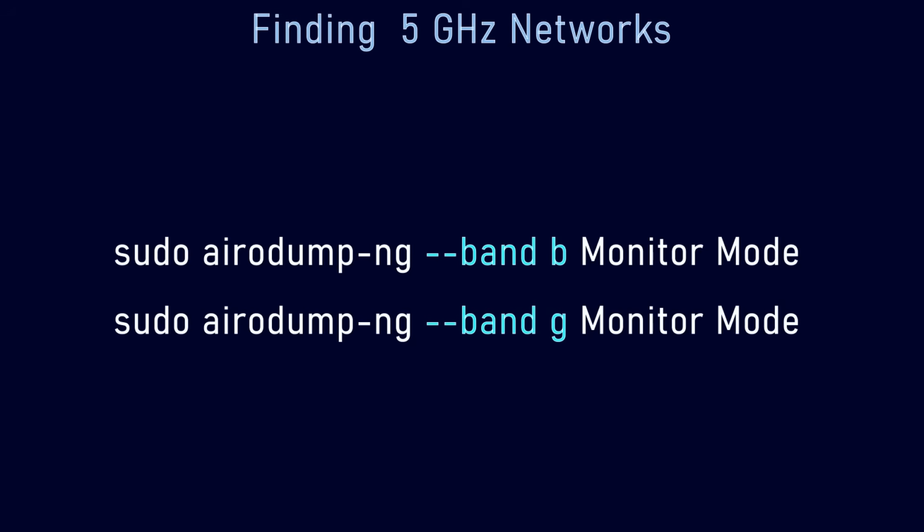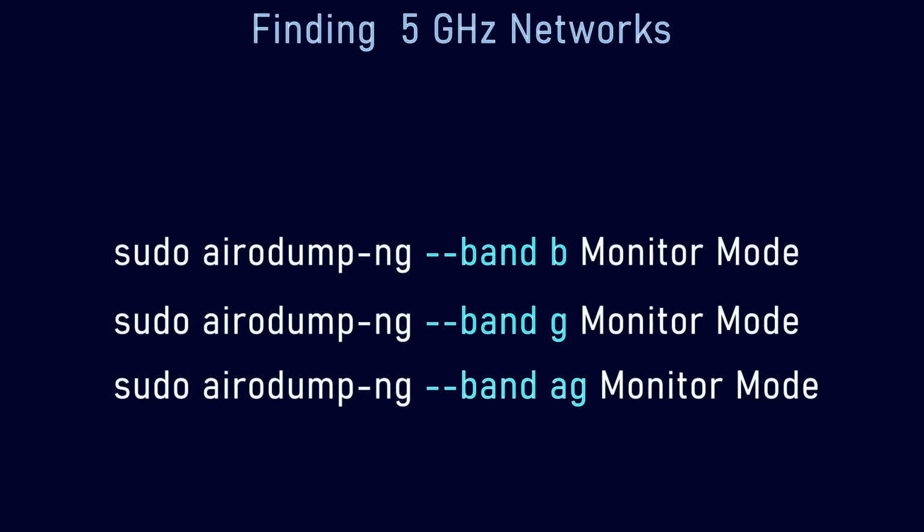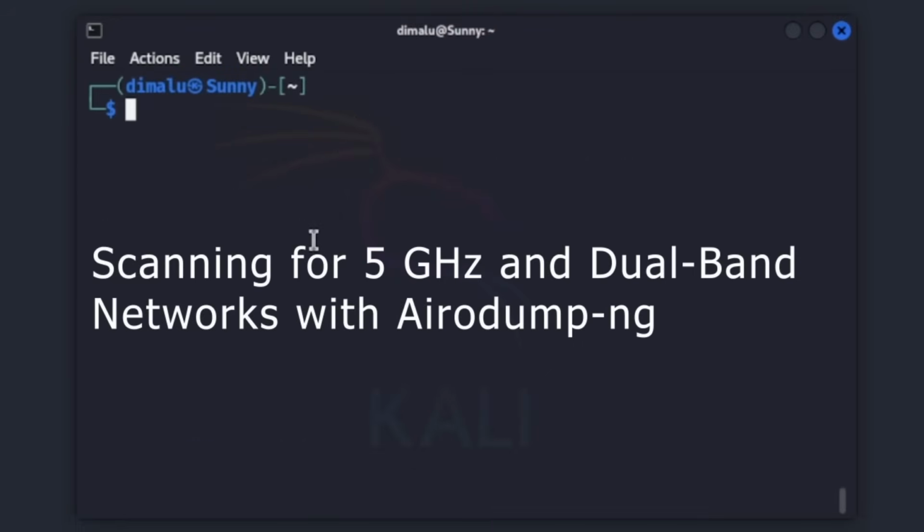If you don't specify any bands, by default Airodump runs with the G option, and if you want to scan for both bands, you can use the band AG option. Remember, specifying multiple bands can increase workload on your system and potentially slow down scanning. We will continue where we left off in the previous video.